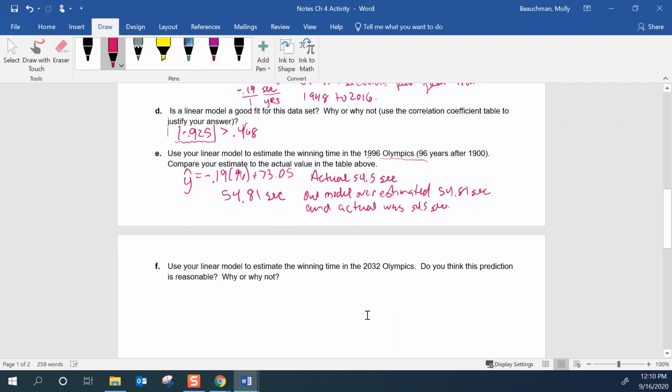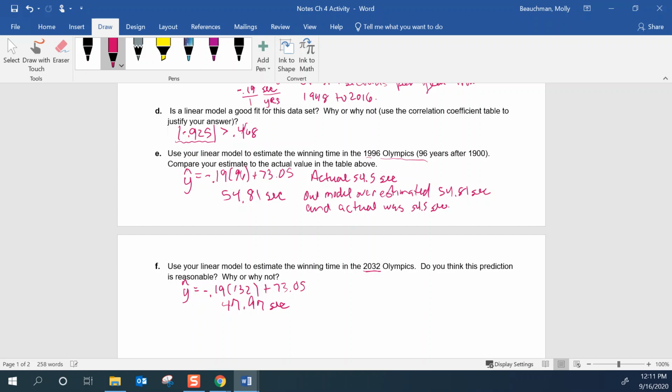Okay. Next question, use your linear model to estimate the winning time in the 2032 Olympics. Do you think this prediction is reasonable? Why or why not? So we're going to use our line again, our y hat. We have to convert to years after 1900. This is 2032, so that would be 132 years after 1900, plus 73.05. So we enter that in the calculator and see what the prediction is. And we end up with 47.97 seconds.